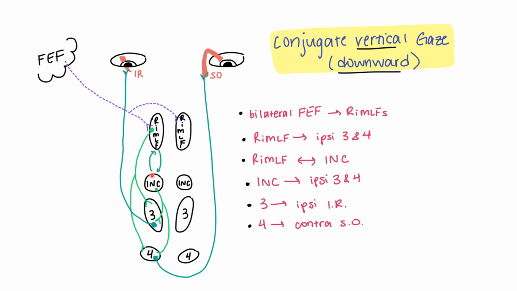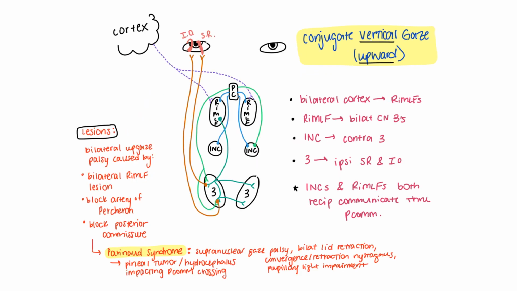And then like I said, your INC is going to be your maintenance keeper here. So that's going to be super important. It's going to sort of just communicate ipsilaterally between all of these nuclei to make sure everything continues to go. And then let's go on to the upward gaze.